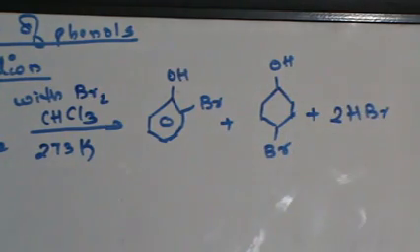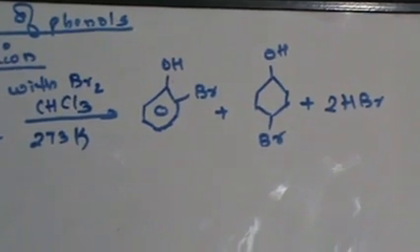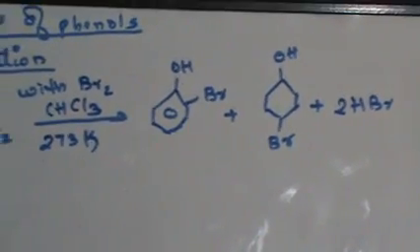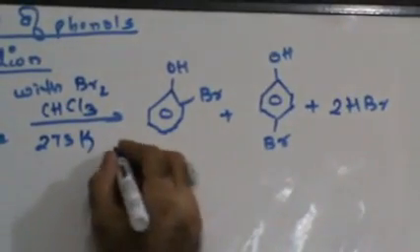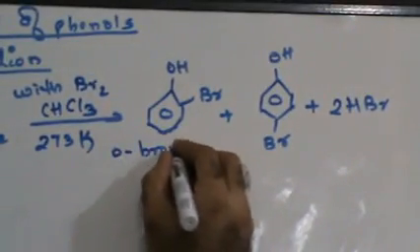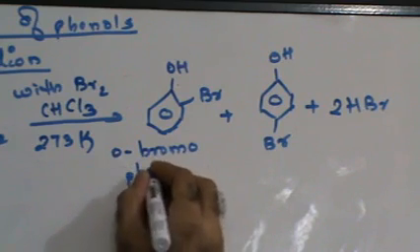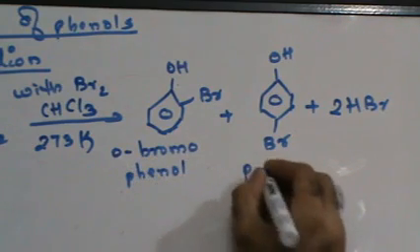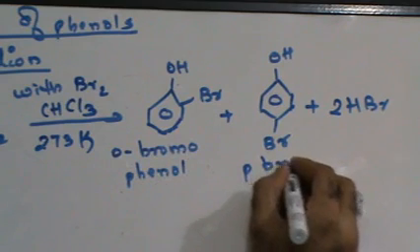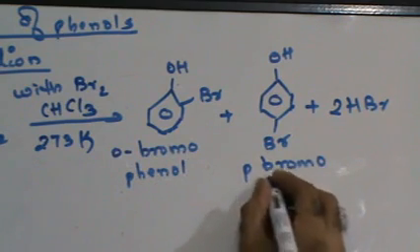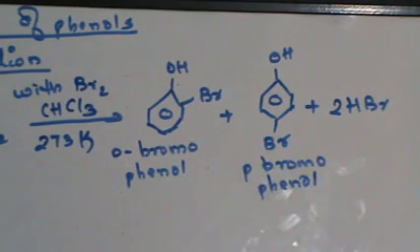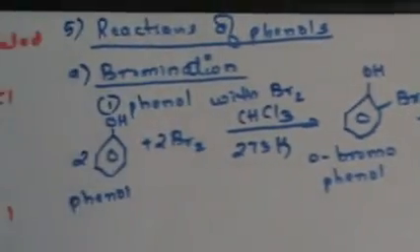So in this case you have phenol reacts with bromine to give you O-bromophenol, P-bromophenol, and hydrogen bromide. P-bromophenol is going to be the major compound there.